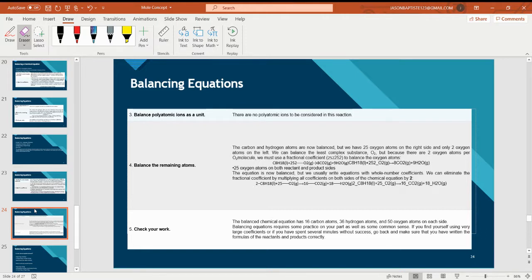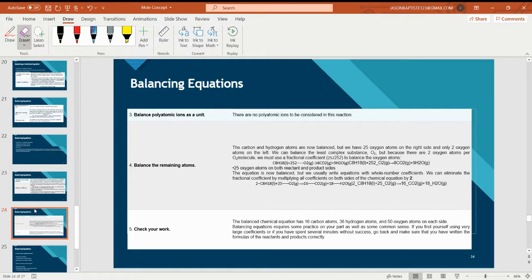So we drop, now it may show that we're using 25, but what we're really using there is 12.5. If we put a 12.5 there, when I multiply that by the 2 oxygens there, we get the 25. But we can't leave a fraction, right?